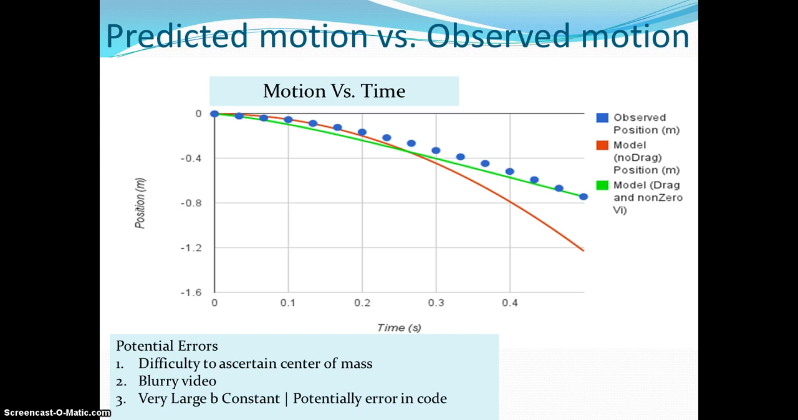Also, we notice that we have a very, very large b constant, much larger than our second lab, and that might indicate some potential errors in the code. Also, it's very hard to see the video at the very beginning because of the way it was shot.